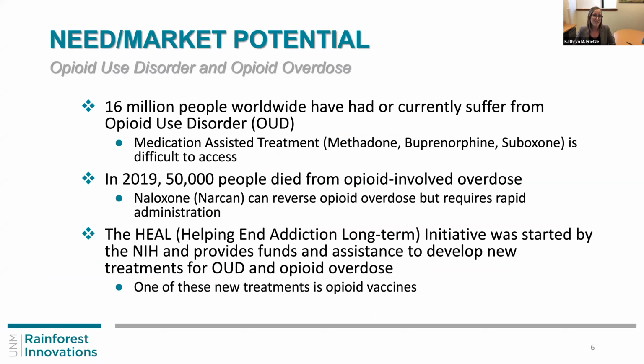Just a little bit more information about the scope of the problem. Worldwide, about 16 million people have had or currently suffer from opioid use disorder. Treatments are really limited. Medication-assisted treatment, which includes methadone, buprenorphine, and Suboxone, is really difficult to access. There's a lot of federal regulation surrounding providing these drugs to patients, and so even if individuals are able to access these drugs, it can be a huge barrier to being able to get regular treatment. In 2019, 50,000 people died from opioid-involved overdose.